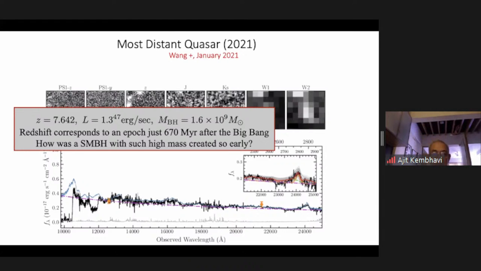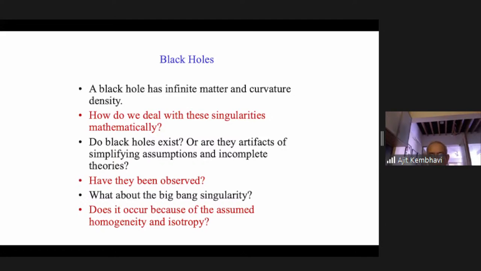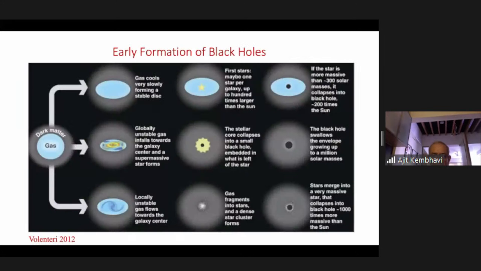Right? So which means that it has got a fully formed supermassive black hole just 670 million years after the creation of the universe. Okay, so that means there's been very little time for this one to start off as a less massive black hole and accrete mass, because you cannot accrete mass at more than a certain limit. Okay, so there is a mystery. How was this black hole formed? Okay, so I'll leave you with that mystery.